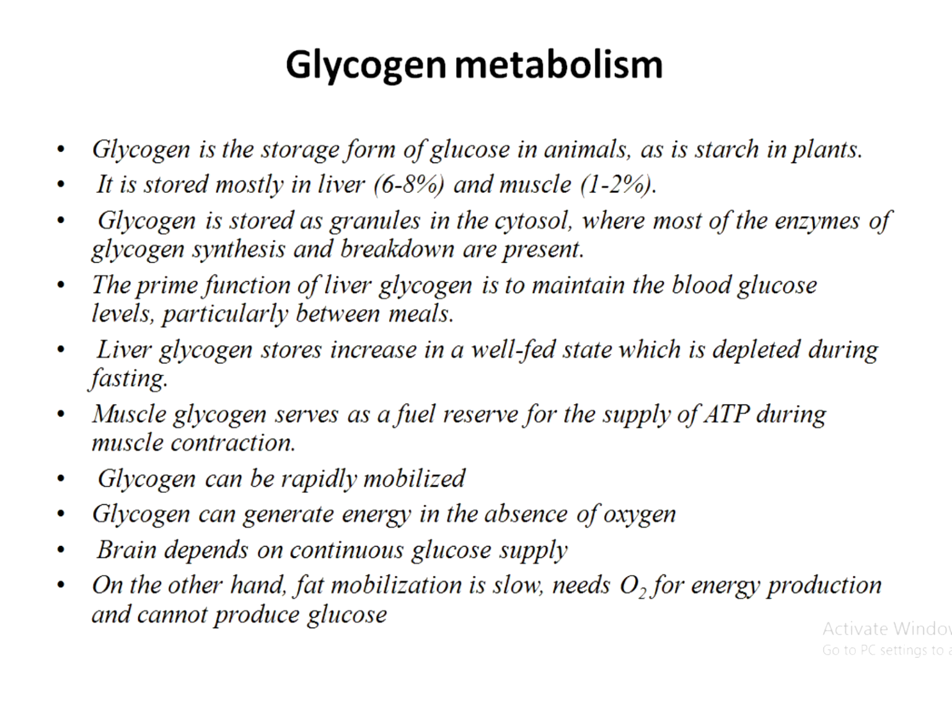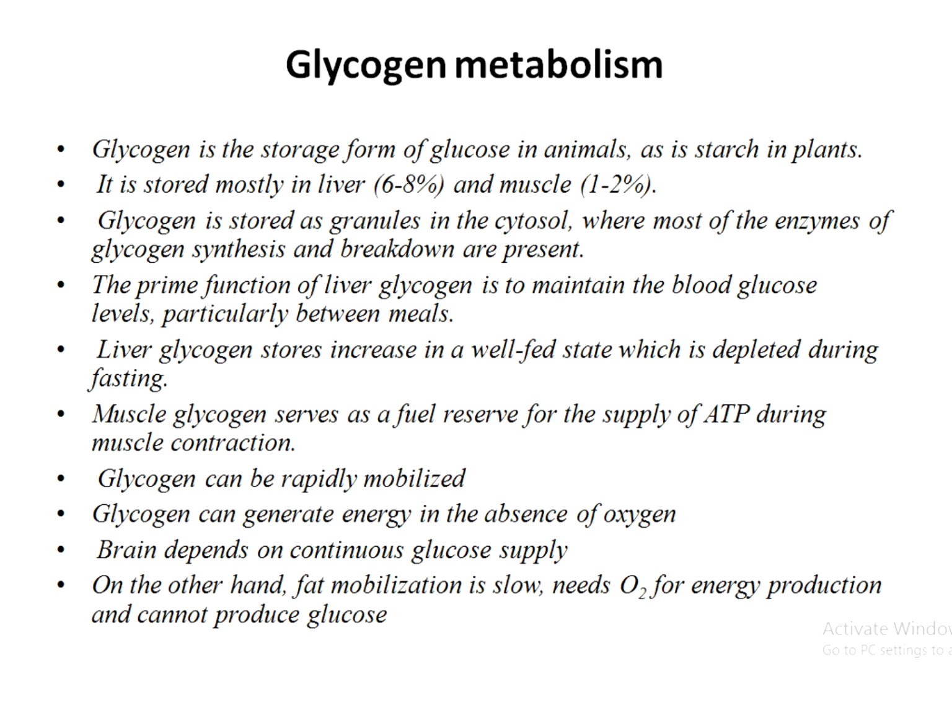Glycogen is stored in the form of glucose in animals, and in plants in the form of starch. It is stored in the liver, about 6 to 8%, and in muscle, 1 to 2%. It is in the cytosol, stored as granules. The enzymes of glycogen synthesis and breakdown are located here, in the cytosol.